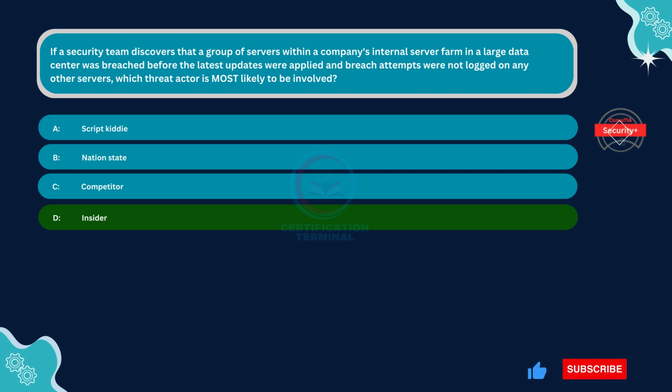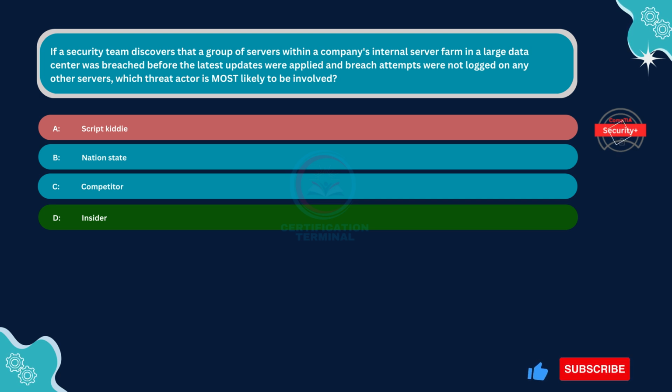In the scenario described, where a group of servers within the internal server farm was breached, and breach attempts were not logged on any other servers, an insider is the most likely threat actor involved. Insiders may have legitimate access to the servers and can exploit their knowledge to bypass security controls. Option A, script kiddie, is incorrect.